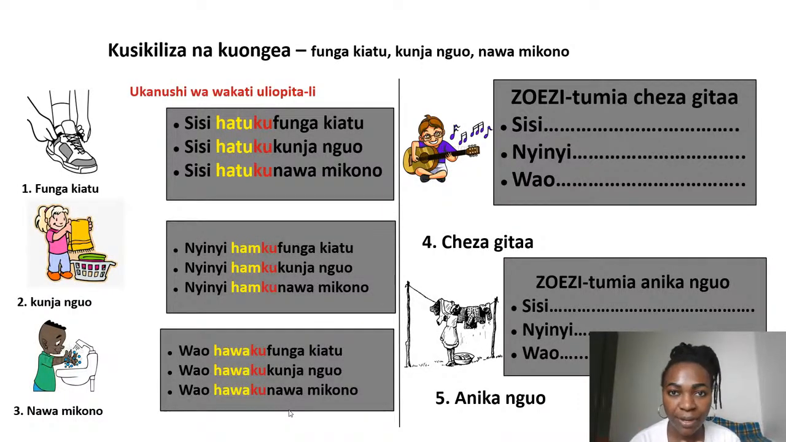So my favorite part, let's look at the zoezi exercise. Tumia cheza kujibu maswali. So sisi, you need first of all to affirm before you negate. So I will help you do the first one and then you'll do the rest. Sisi tulicheza guitar. I'm affirming. We played the guitar. And now if you want to negate it, this will be sisi hatukucheza guitar. We did not play the guitar. Sisi hatukucheza guitar. Now I believe in you and I'm trusting that you already understood this part, and for nyinyi and wao will be easy, yeah?